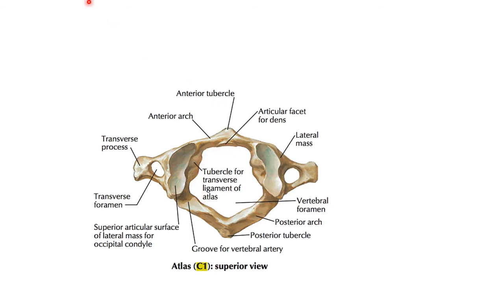That is why it has no body, because its body is attached with the body of the second cervical vertebra to form one of its processes called dens. So that was about the first cervical vertebra, that is the atlas.